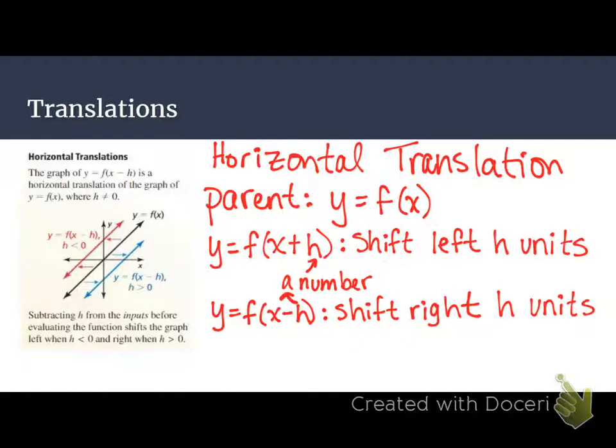Notice that when we added and subtracted h, it happened inside of the parentheses, which means it happens to the input value. So it's not happening to the overall function. This is changing the input value before we evaluate the function. Last call for these before it disappears.